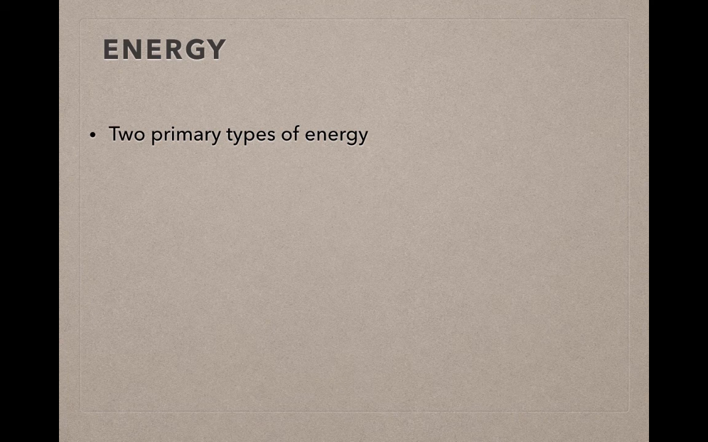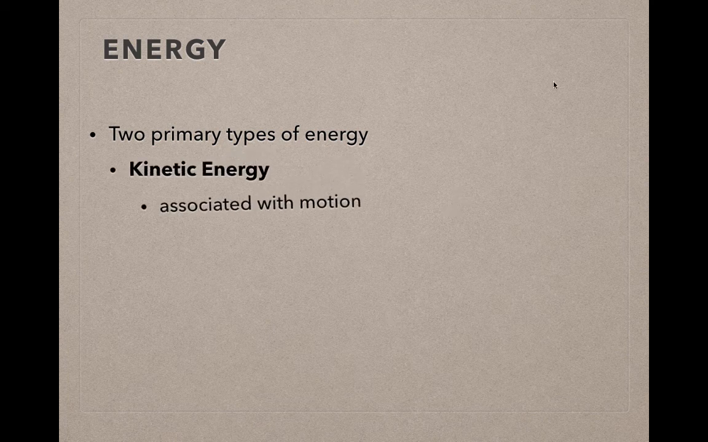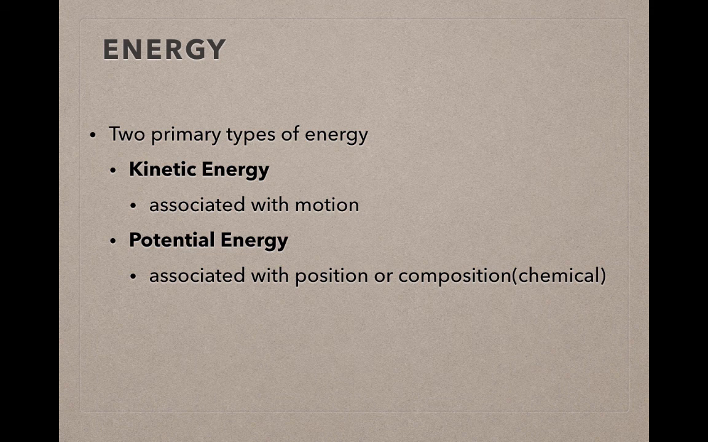Let's get into something that's a little bit more chemical, and that would be energy. We have two primary types of energy that we look at in chemistry class. We have kinetic energy, which is associated with motion, and we also have potential energy. Potential energy a lot of times is associated with position if you're in a physics class. In a chemistry class, we generally look at potential energy in terms of composition, so this would be like a chemical potential energy.